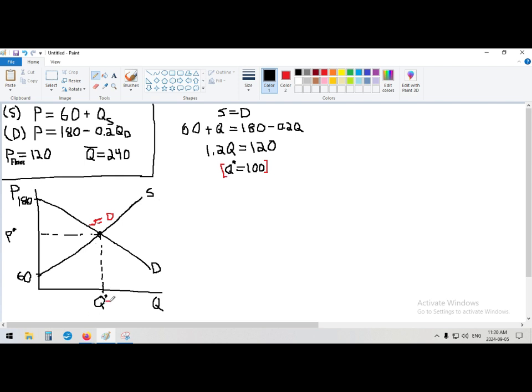So that's going to be this point down here. And then we take the 100, we go up, we hit supply or demand, doesn't matter at this point, and we go over here and we'll get the market equilibrium price. Let's plug it into the supply curve because it's easier. So we have P equals 60 plus Q, which is 100. So the market equilibrium price, initially, will be 160. So that's where the market wants to be in the competitive equilibrium.